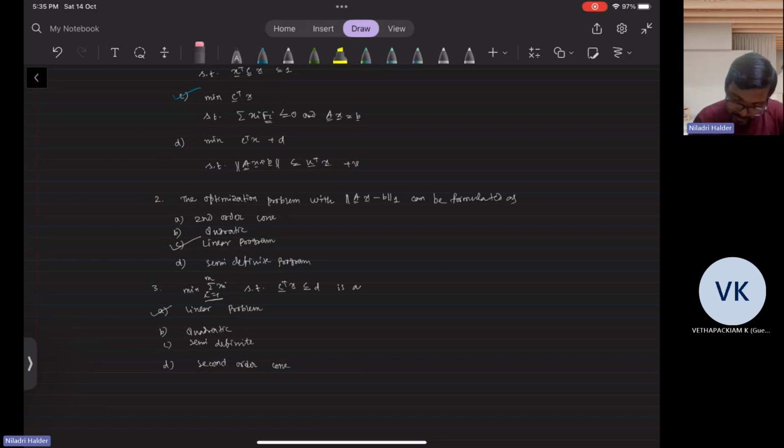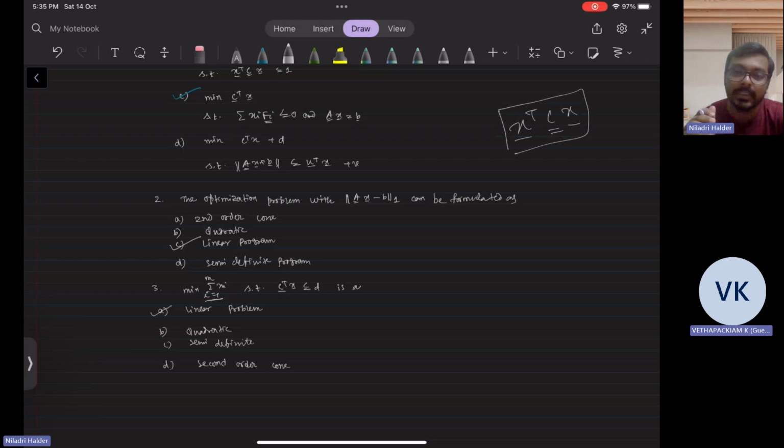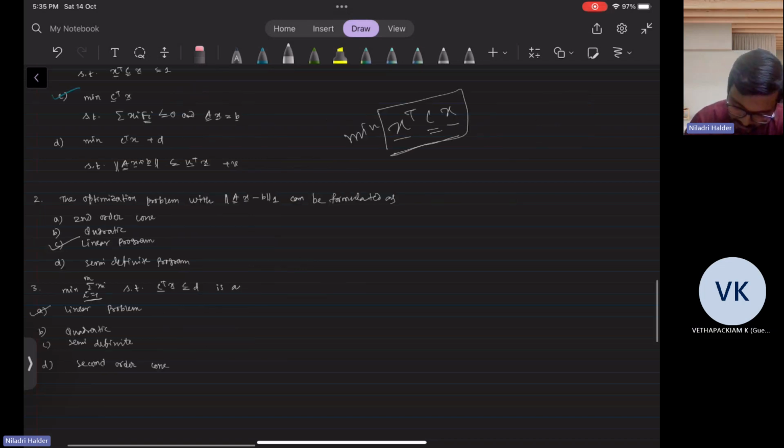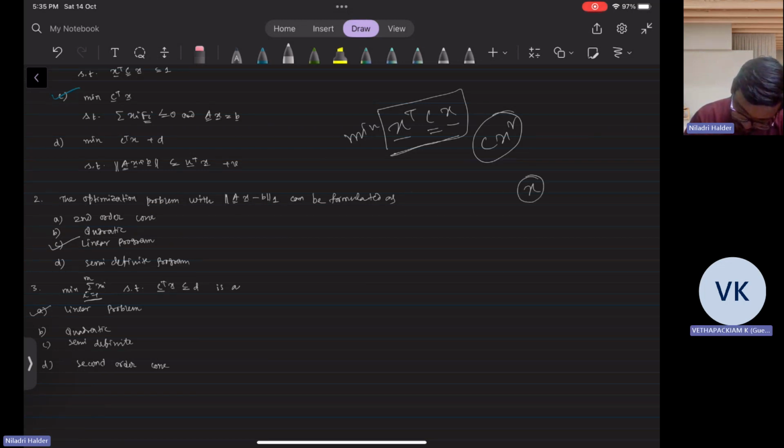A quadratic problem means that for the scalar case some x square should be there, but for the vector case it will be some x transpose cx. This itself is a scalar quantity. Suppose we minimize x transpose cx subject to some constraint. This is the quadratic problem because if we take x as a scalar, it will be cx square, so that will be an x square term. But when only x is there, like some c transpose x, then it's a linear program problem.